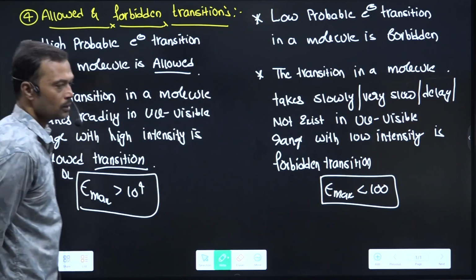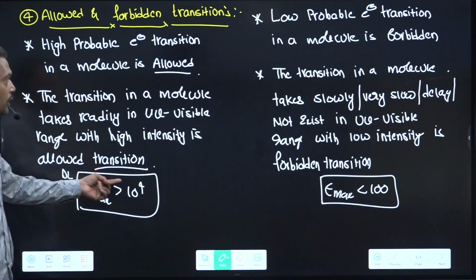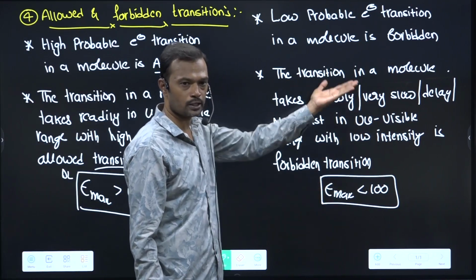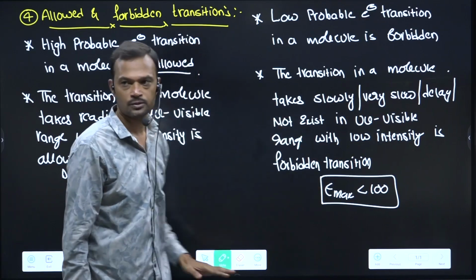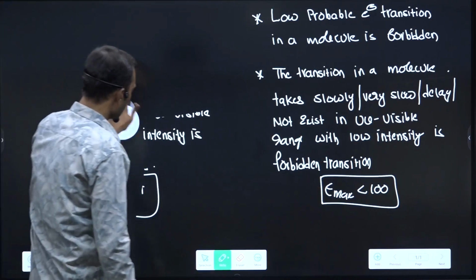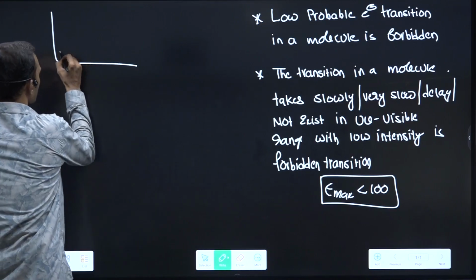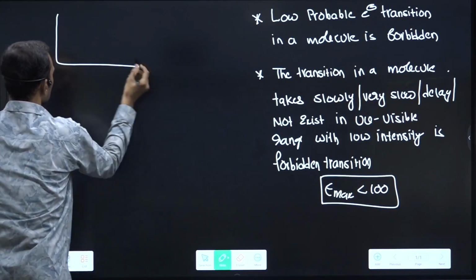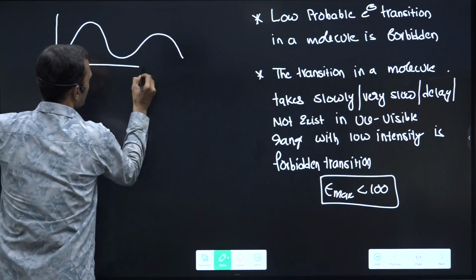Most probable transition which takes readily by absorbing UV visible range, that is called allowed. Intensity is very high. Here intensity is low, transition is very slow. Very slowly transition will take place. When transition is very slow, intensity of that band is very less. So generally carbonyl compound, how many transitions are possible? Carbonyl compound, 2 transitions are possible. These are the 2 possible transitions.